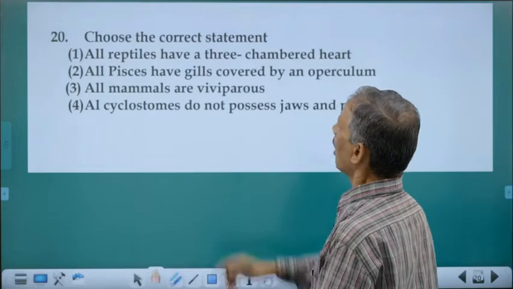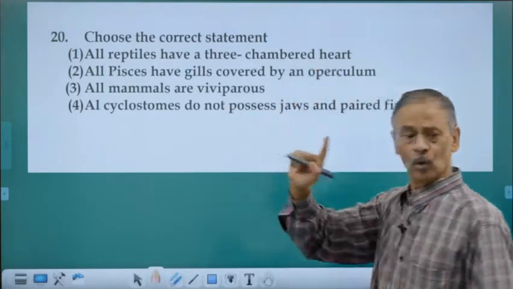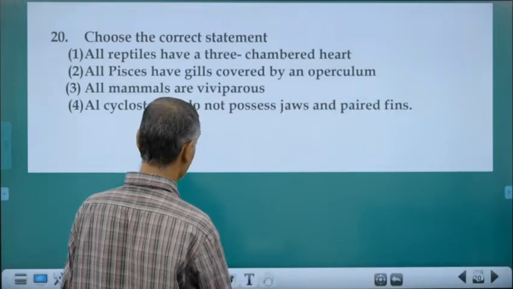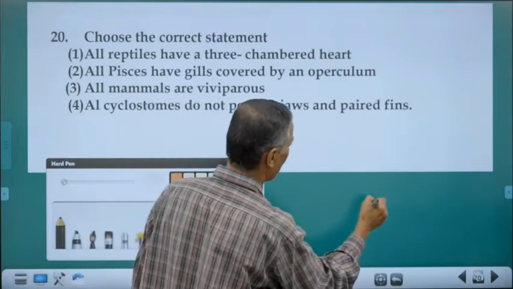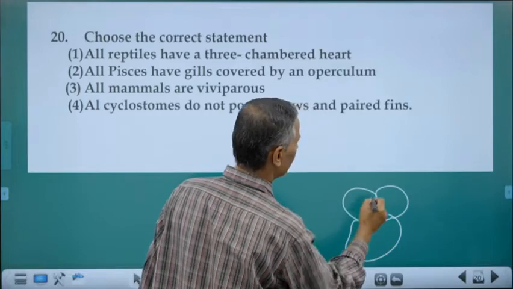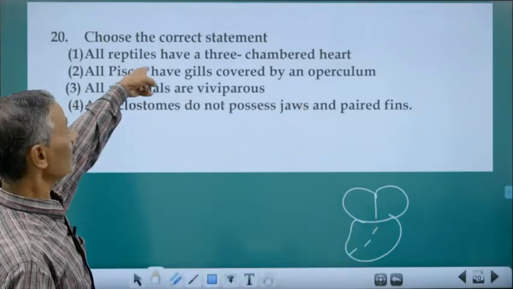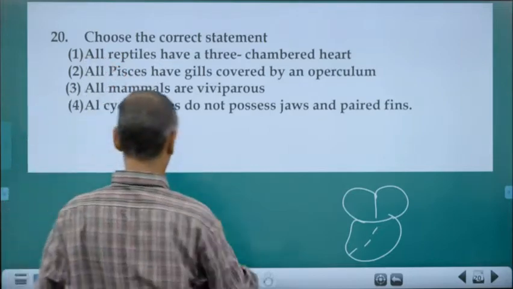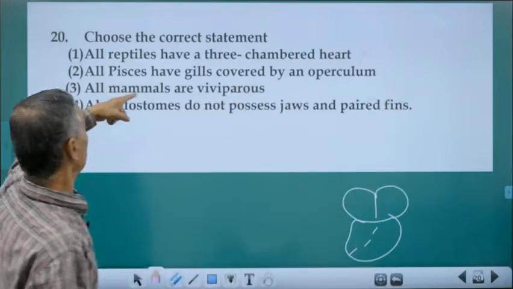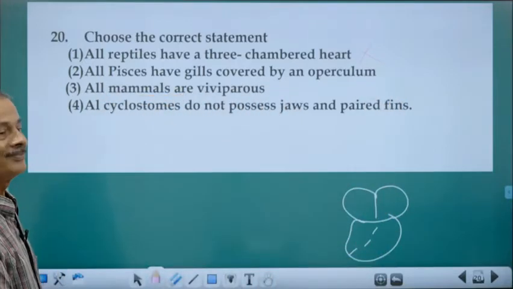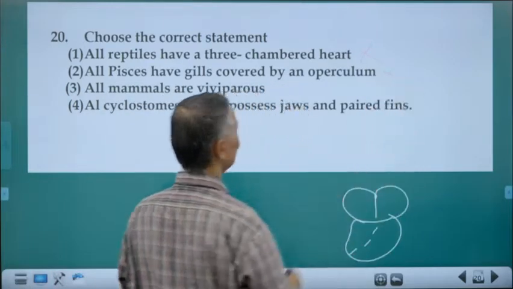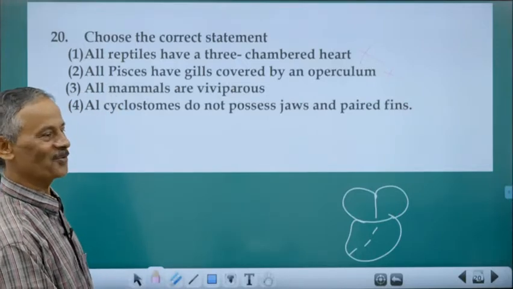Correct statement. All reptiles have 3-chambered hearts. Now, crocodiles are having 4-chambered hearts. So in crocodiles, we are having a 4-chambered heart. In all others, the ventricle is incompletely separated. So, all reptiles, that word is incorrect. Okay. All fishes have gills covered by an operculum. No. Cartilage fishes are having no operculum. Only bony fishes will be having an operculum.